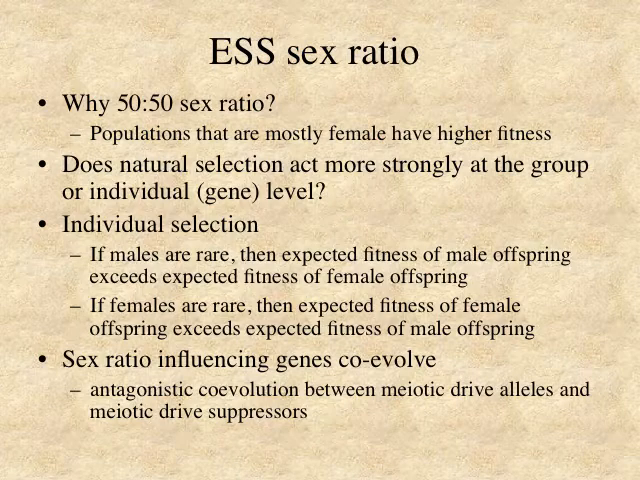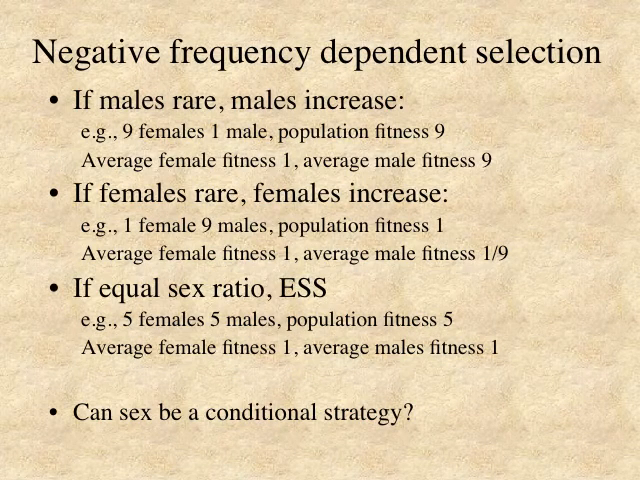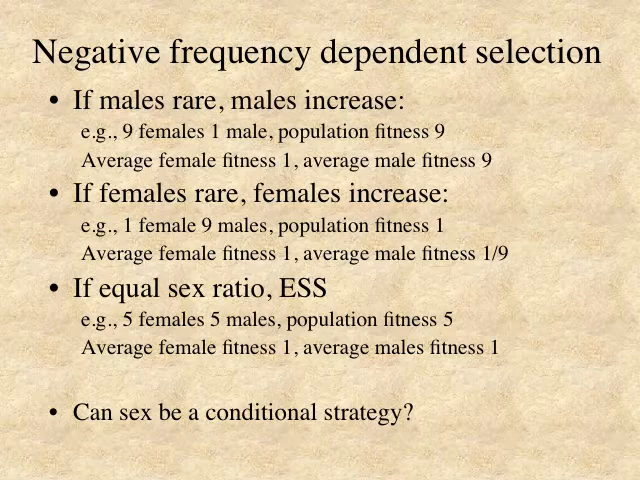And that should lead to evolutionary stable strategies of a 50-50 sex ratio with negative frequency dependent selection and antagonistic coevolution between meiotic drive alleles and meiotic drive suppressors. The negative frequency dependent selection part I want to just go over because it's not initially intuitive. People sort of just think, oh, well, if males are XY and they make gametes, half of those gametes are X and half of them are Y, right?